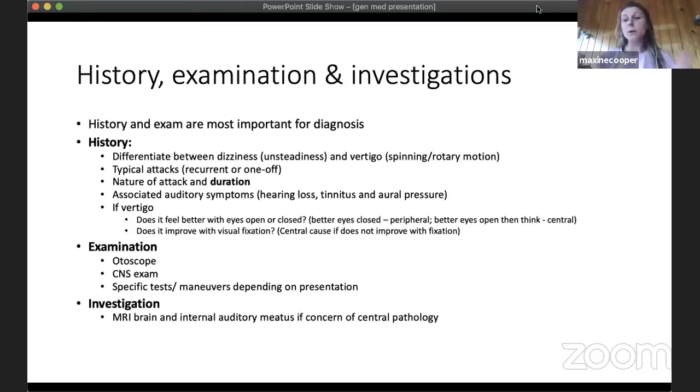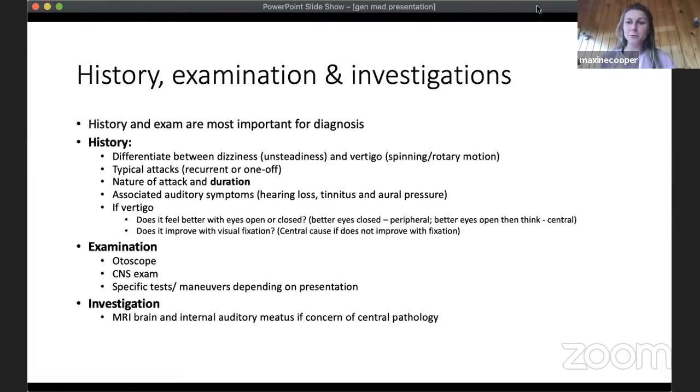If it's vertigo, we're thinking potentially a vestibular or balance kind of organ problem. Really important to know if it's this one-off event or if it's recurrent, and we'll talk about why soon, and the nature of it and how long was it. So was it a few seconds or was it over a day? Was it a few hours? Really important. And was there any other hearing symptoms? So do they have any hearing loss, any pressure in the ear, or tinnitus? So really important too.